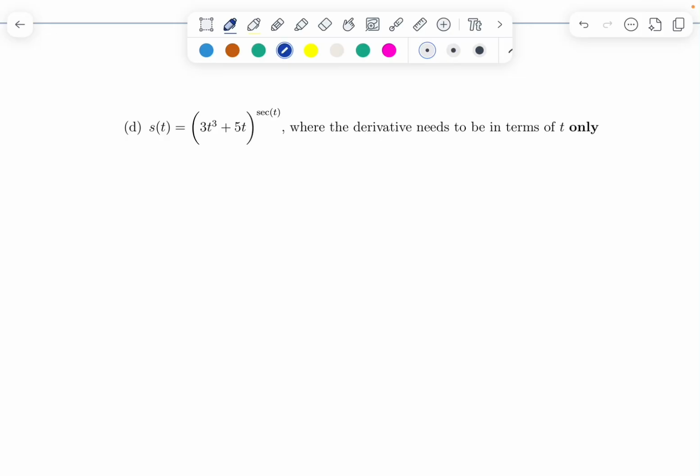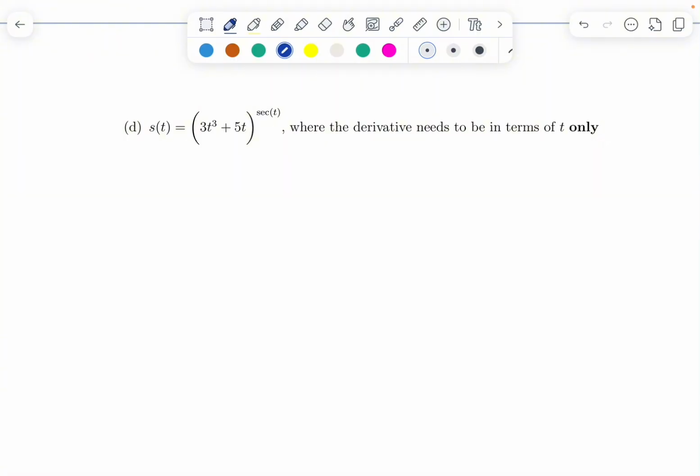Now let's do part D. For part D, we will use the logarithmic differentiation method, because you have a function raised to another function, variable to variable. So as we learned, to find the derivative of this type of function, we must use the logarithmic differentiation method. To use it, you must follow 4 steps.